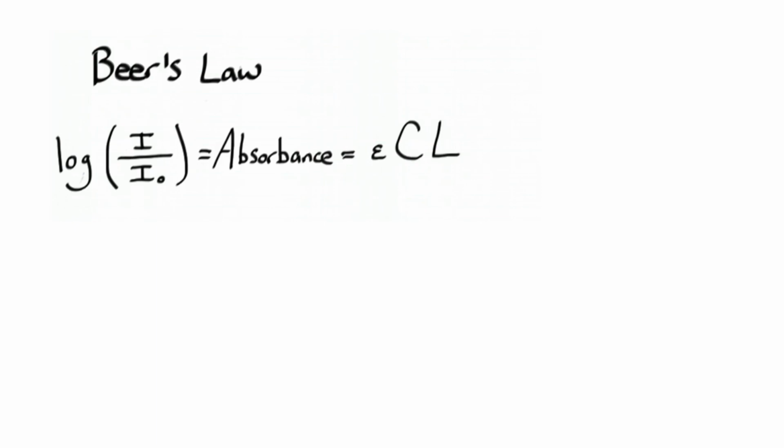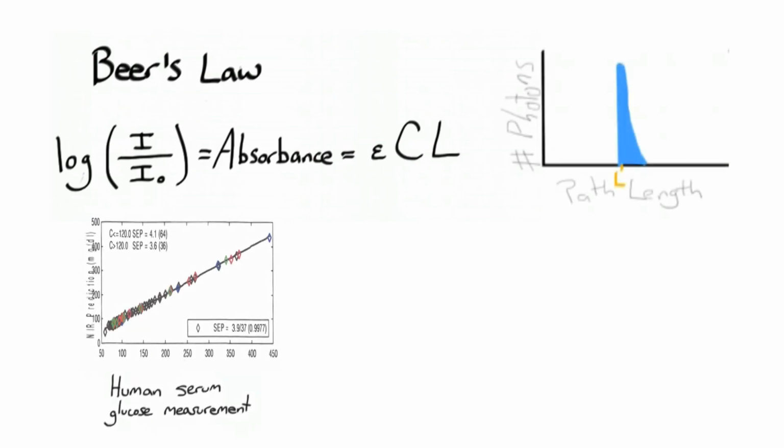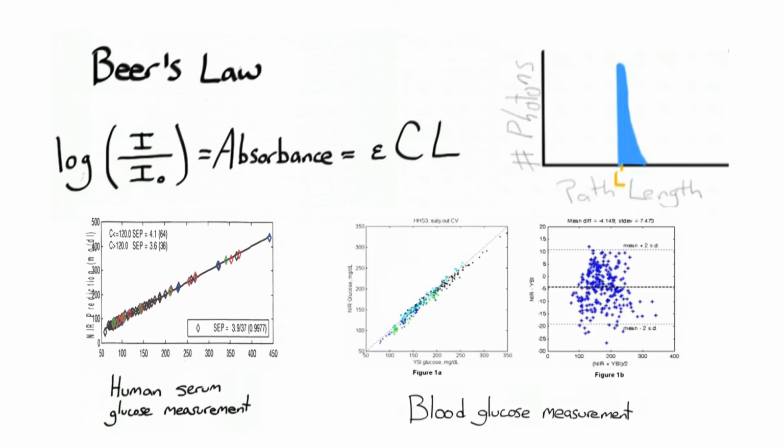At this point in the video tutorial, we have discussed Beer's law and the assumptions associated with its application, discussed the path length histogram, and shown compelling glucose measurement results in human samples. The next tutorial will focus on spectroscopic measurements in tissue.